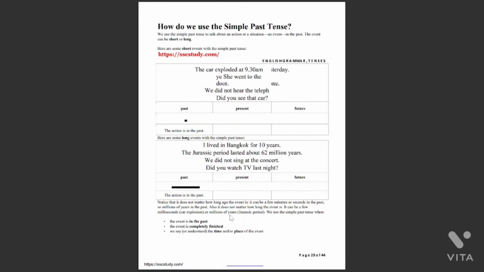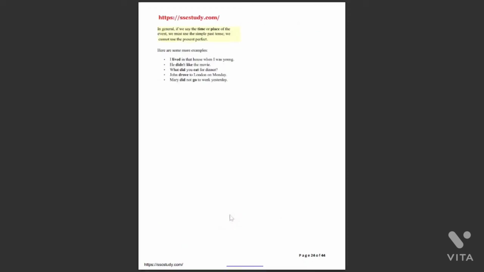As I said, the Jurassic period lasted about 62 million years, that is also past. And I lived in Bangkok for 10 years, that is also past. It means that he is not living there right now, but he left maybe yesterday itself, so that varies. Did you watch TV last night? So these are all the past tense. In general, if we say the time or place of the event, we must use the simple past tense.